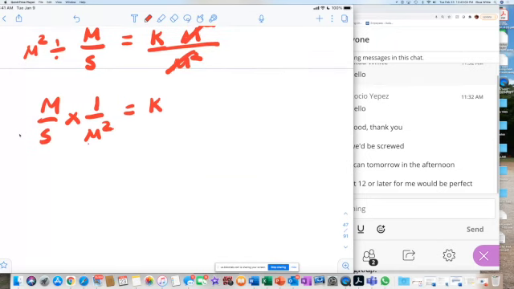Remember, M squared is the same thing as M times M. M&M. Thinking of my favorite candy, peanut version.